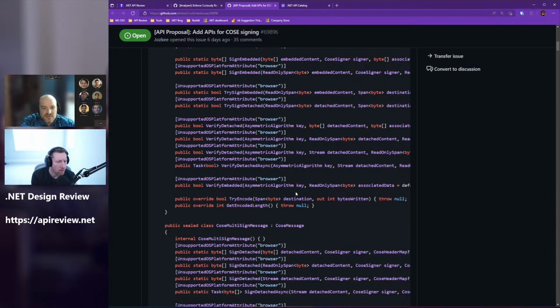Yeah, I was about to ask, isn't there an output at some point? Maybe the return values are wrong. Well, verify returns bool.